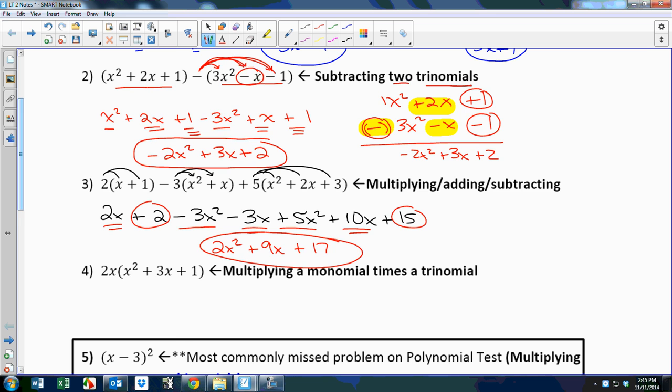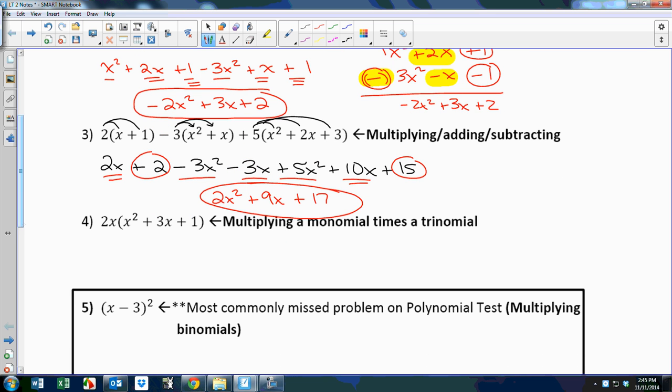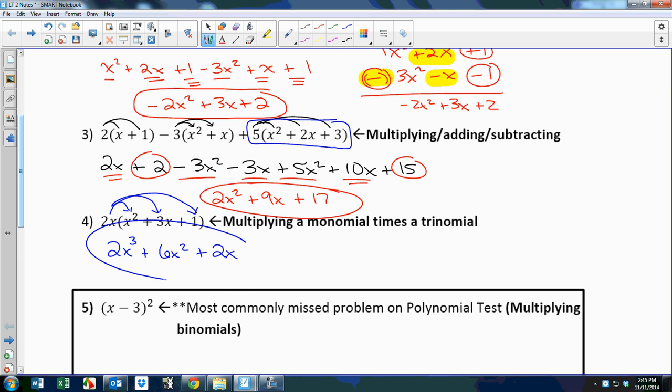All right, multiplying a monomial times a trinomial. We actually just did that right here, a monomial times a trinomial. But now we're multiplying 2x times the trinomial, and this is where the Learning Target 1 sort of kicks in. 2x times x squared is 2x to the third. 2x times 3x gives you 6x squared, and 2x times 1 gives you 2x.